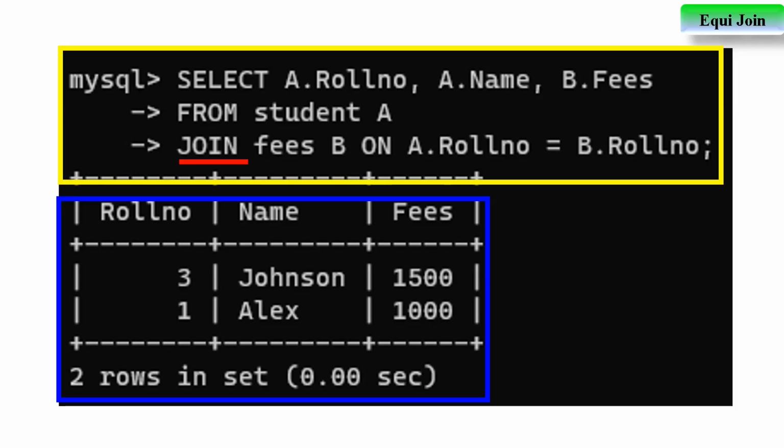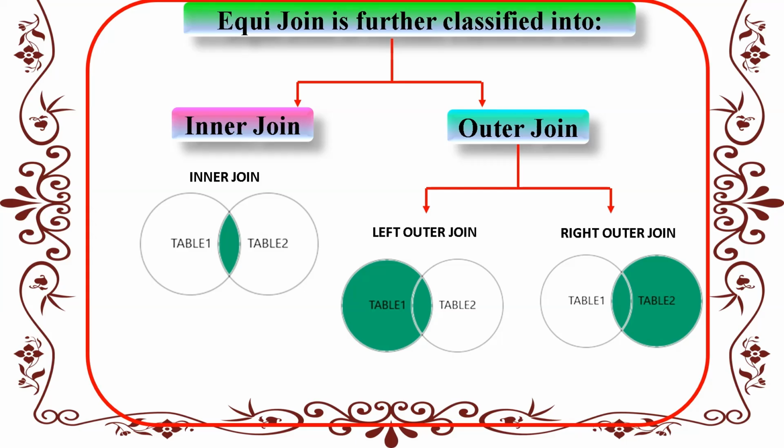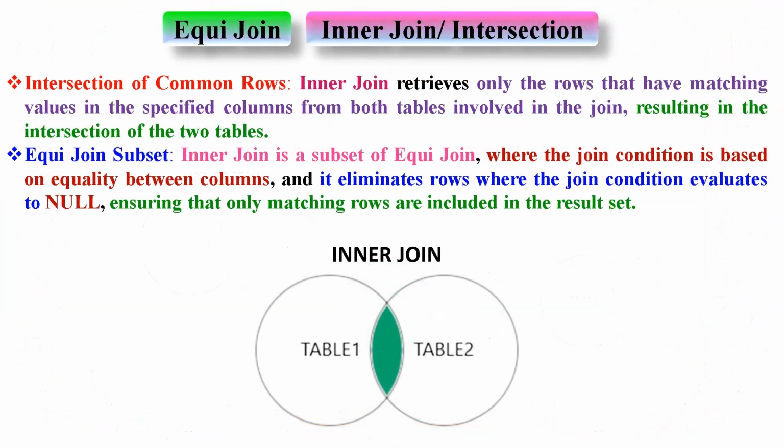This query is equivalent to the original query but uses the explicit join syntax with the on keyword for better readability and consistency. Equi-join is further classified into inner join and outer join. Outer join is classified into left outer join and right outer join. Let's discuss the inner join or intersection.